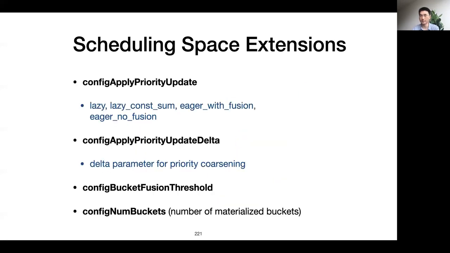We extended the scheduling space with new APIs to support the lazy, eager, and bucket fusion optimizations. You can configure the delta parameter for priority coarsening, and you can configure other things such as when to perform bucket fusion and the number of physically realized buckets. And this is all compatible with the existing GraphIt API.